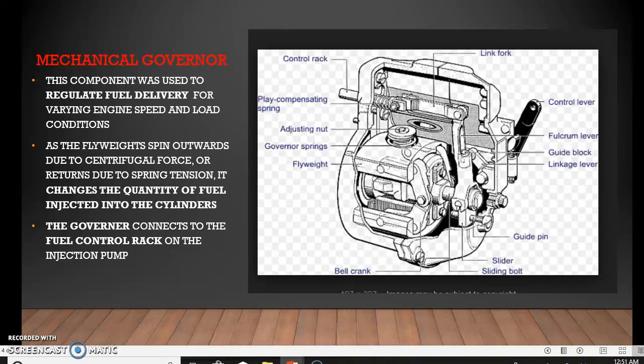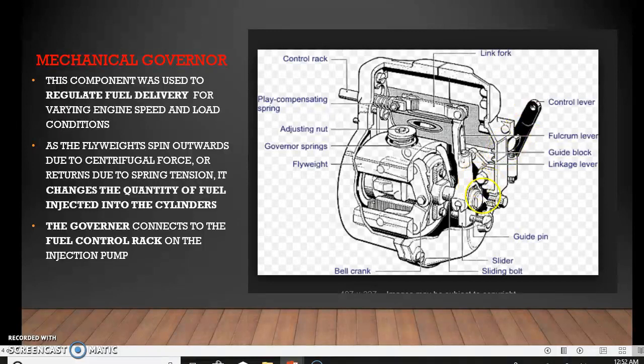The governor, this is a component that was used to regulate fuel delivery for varying engine speeds and load conditions. So it mechanically controlled the amount of fuel, right? And basically depending on engine speeds, engine load. So this was your input from the driver, essentially, right? So if you look at this diagram here, essentially this lever here, okay, this lever will be attached to your driver input, let's say, right? From the gas pedal and whatnot, right?